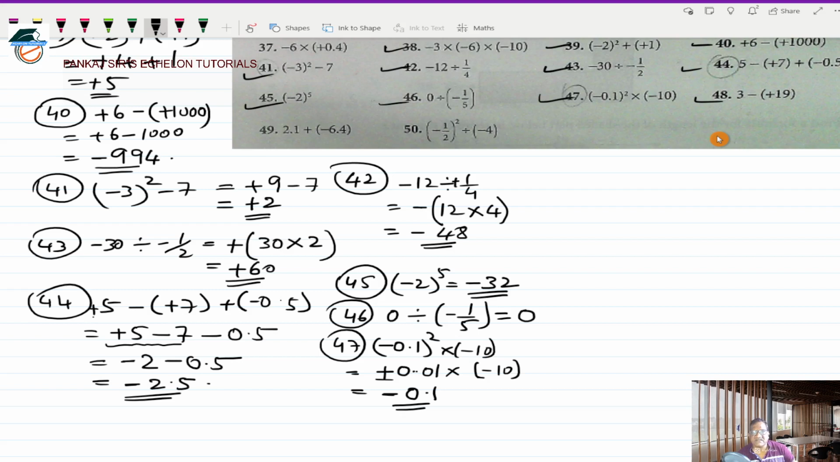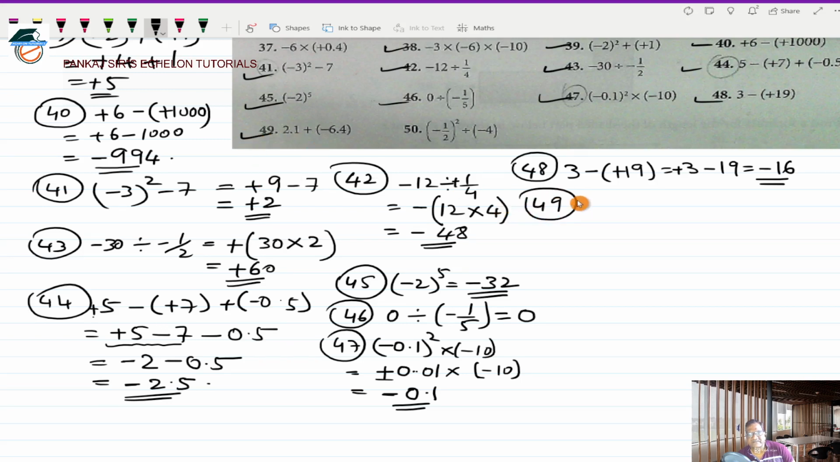48, okay, let me take it on the top here. 48 is 3 minus a plus 19. This should work out to 3, plus into minus is minus, and then 19. So plus 3 minus 19. Now these are two directed numbers with opposite signs, so I'll take the sign of the bigger number, that is 19, and I'll subtract the smaller number from the bigger number to make it 16. So minus 16 is the answer for my 48th one, which is correct.